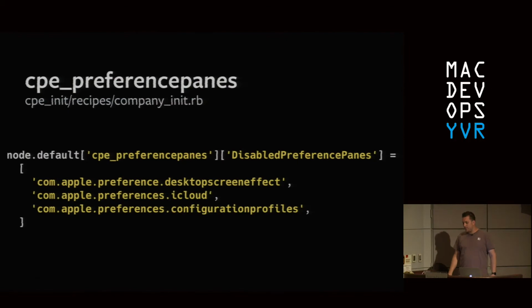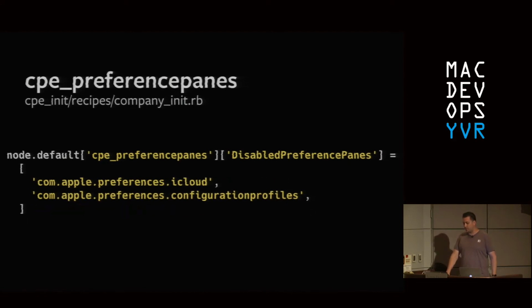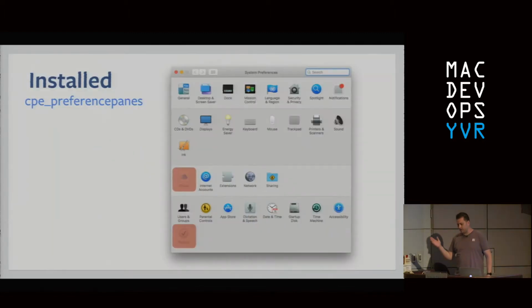Well, that's great. So what happens if we really decide we want them to be able to get to desktop and screensaver settings? Because that's not really super security related. There's going to be no data leakage. They're not going to remove management. So let's go ahead and remove the desktop screen effect one, and that leaves us only with iCloud and configuration profiles. So we take them out, we save the file, we run Chef again. And now, lo and behold, you can get to desktop and screensaver again, while the other two remain disabled.